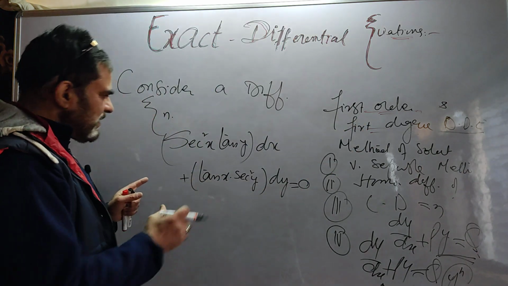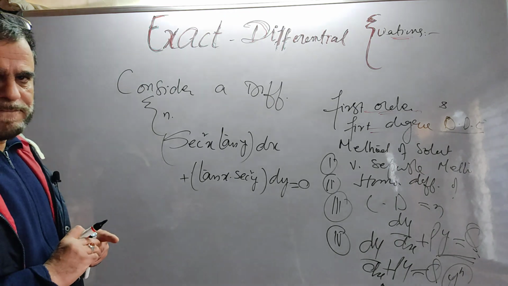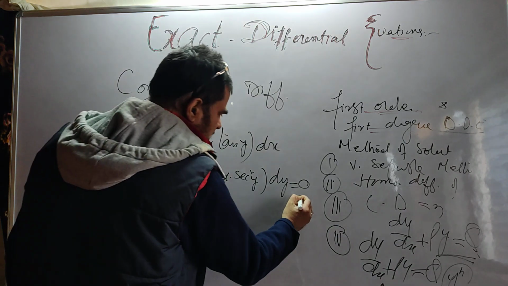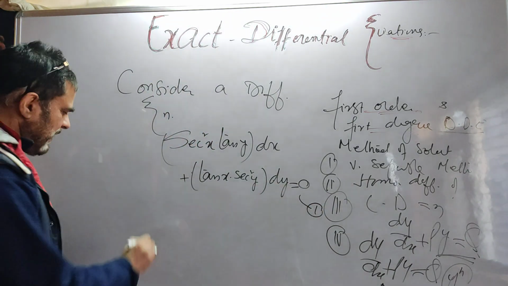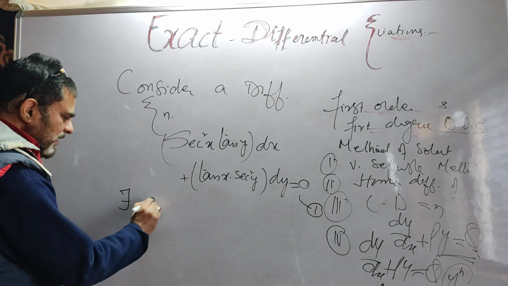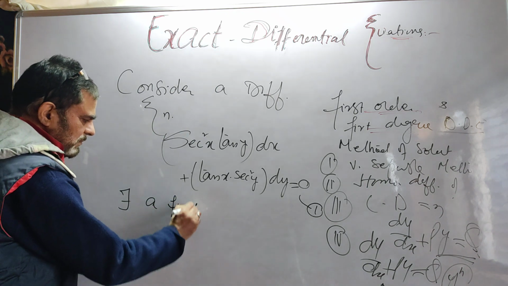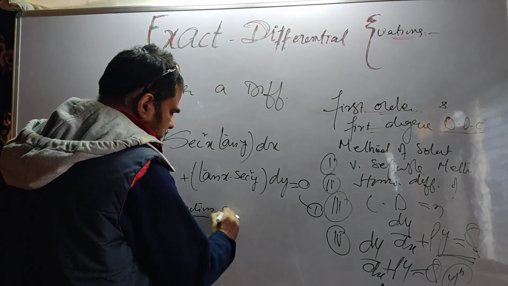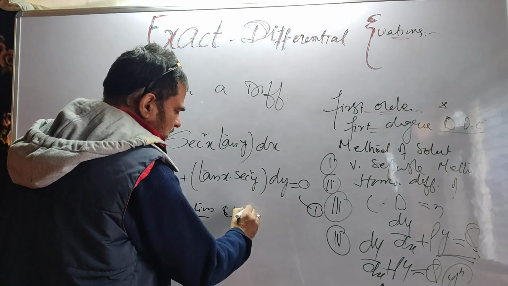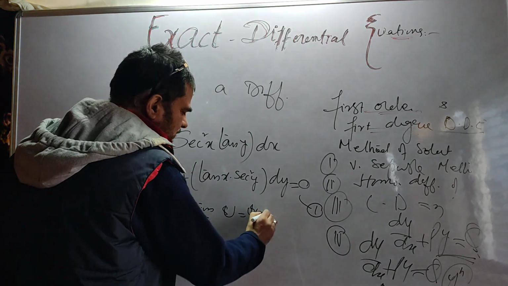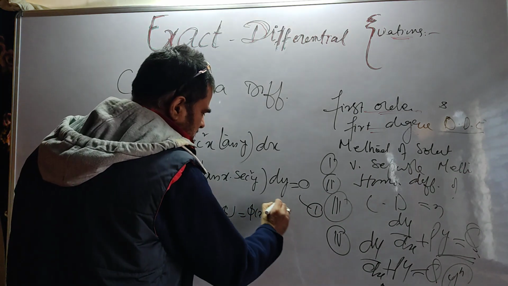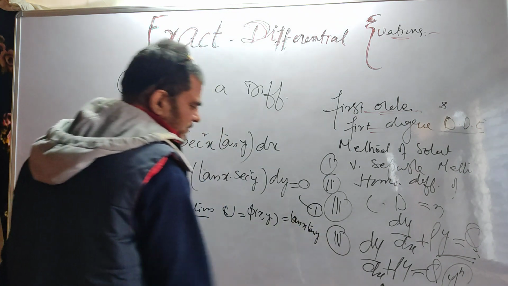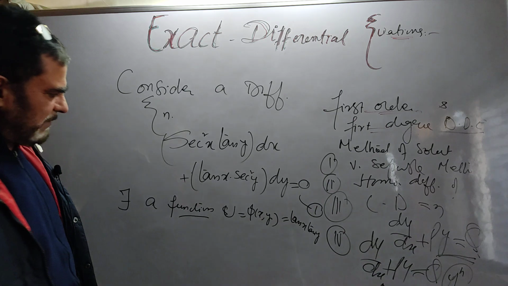But I say that this differential equation is also exact. How is it exact? If I name this one, I say there will exist a function, say u, where u is equal to phi of x, y is equal to tan x tan y.